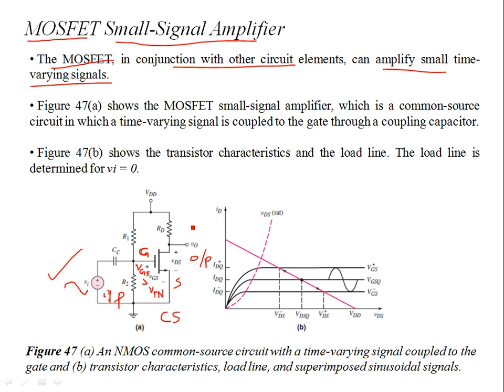If your VDS, the drain to source voltage, is greater than VDS sat, the transistor is biased in the saturation region. So VDS is greater than VDS sat, which is equal to VGS minus VTN, and the transistor is in the saturation region. So basically, the applied DC gate voltage, determined by the ratio of resistors R1 and R2, determines whether the transistor is in the saturation region or in the non-saturation region. For example, the VDSQ over here is greater than this.